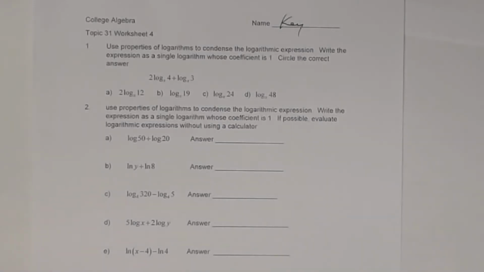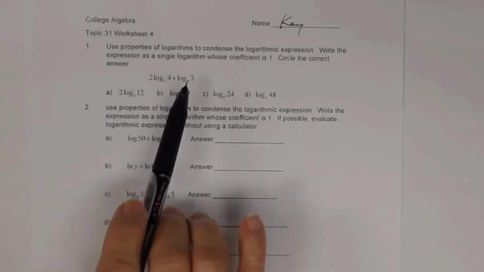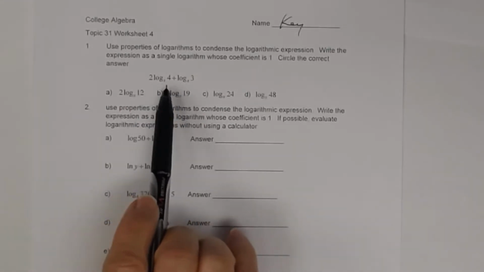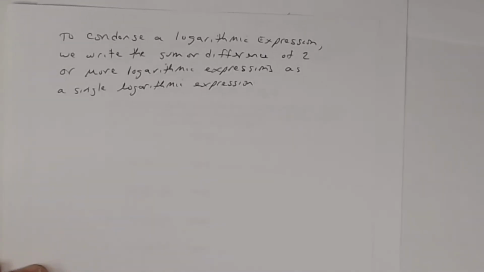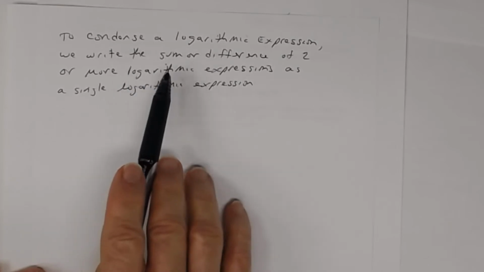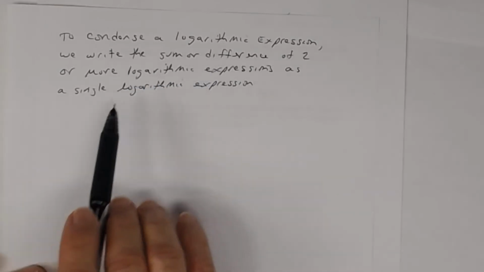This is the key to topic 31, worksheet 4. And in number 1, it asks you to use properties of logarithms to condense the logarithmic expression. So basically, remember that when you're asked to condense a logarithmic expression, rewrite the sum or difference of two or more logarithms as a single logarithm.